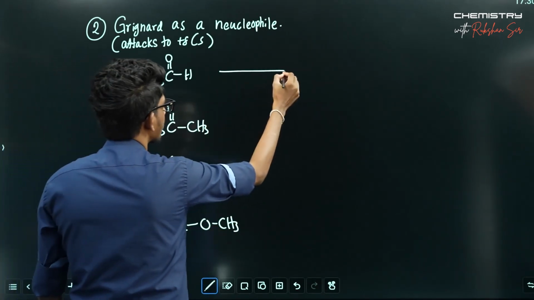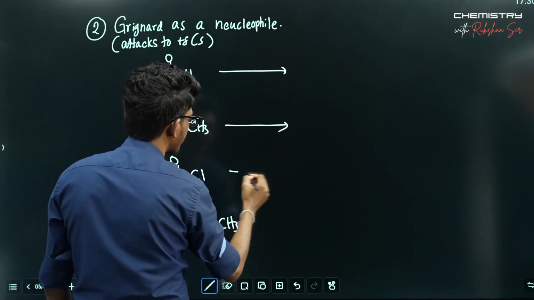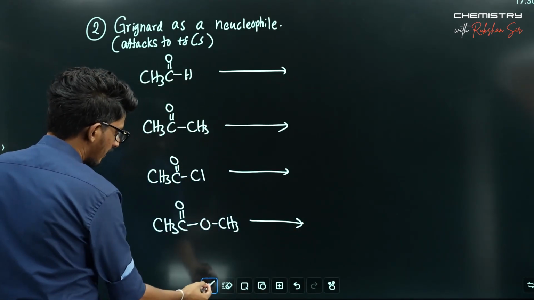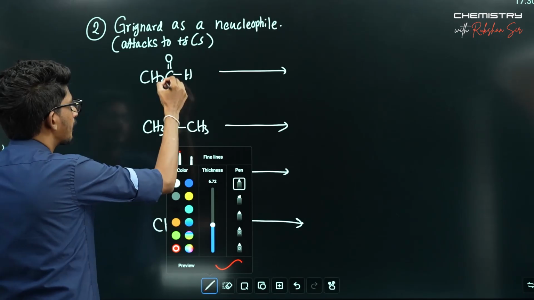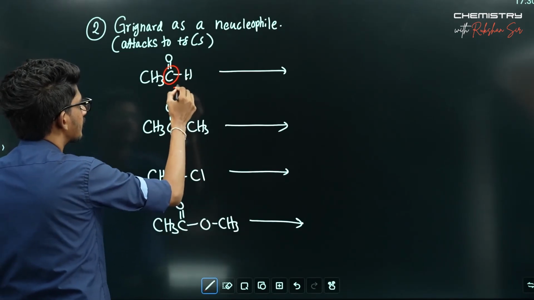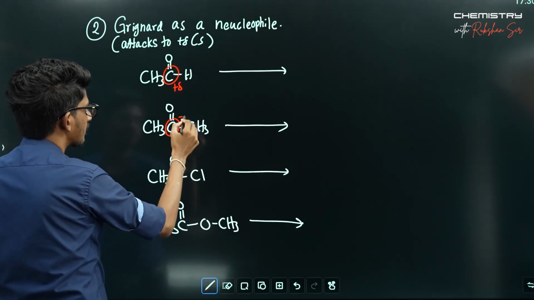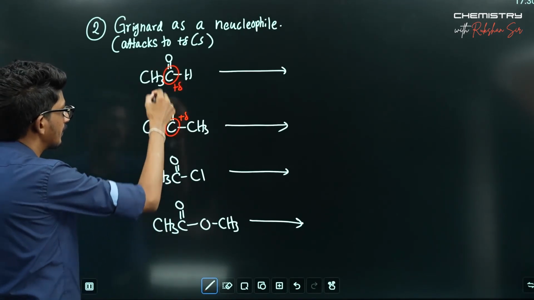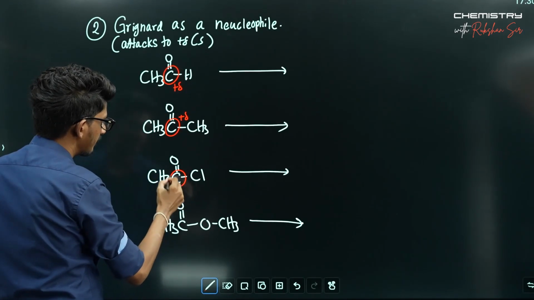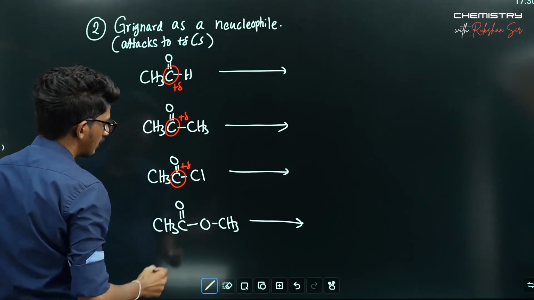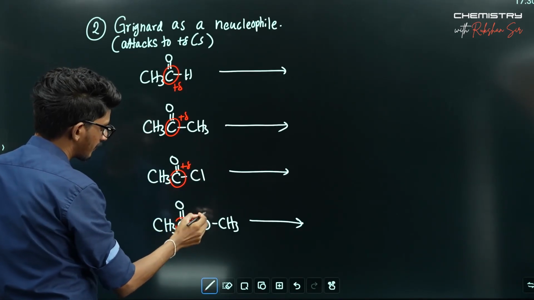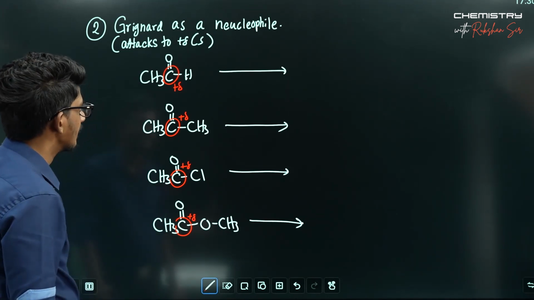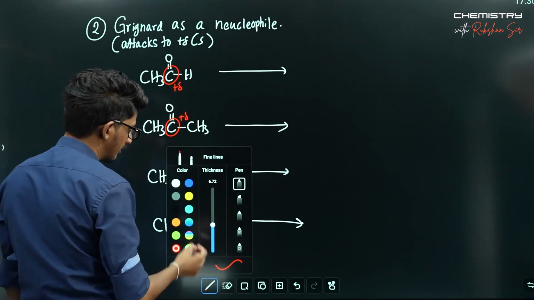But if you react the Grignard with these compounds, the Grignard will attack the positive carbons of these compounds. These carbons are positive, as the electrons are attracted towards the more electronegative oxygen. So your Grignard reagent will attack these positive carbons, as it is bearing a negative, electron-rich carbon.